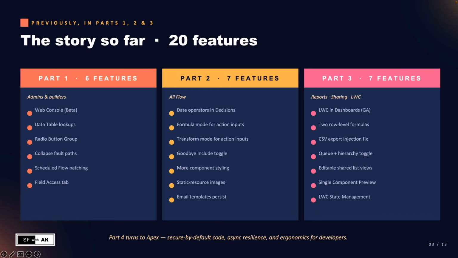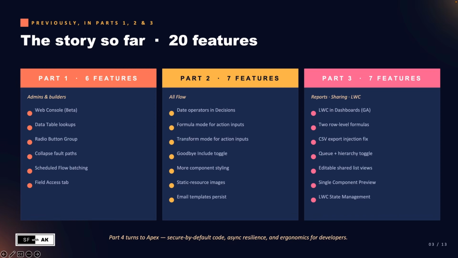The first one was we can now have LWC inside a dashboard itself. The row level formula limit increased from 1 to 2 in reports. Then there was the CSV export injection fix. Then we talked about a new checkbox on queue level and sharing setting level that allows us to not save the records based on role hierarchy of queue. Instead, it will be only visible to the queue, and anyone higher in the role will not have access to those records. Then we talked about a new permission which allows the users to edit the shared list views.